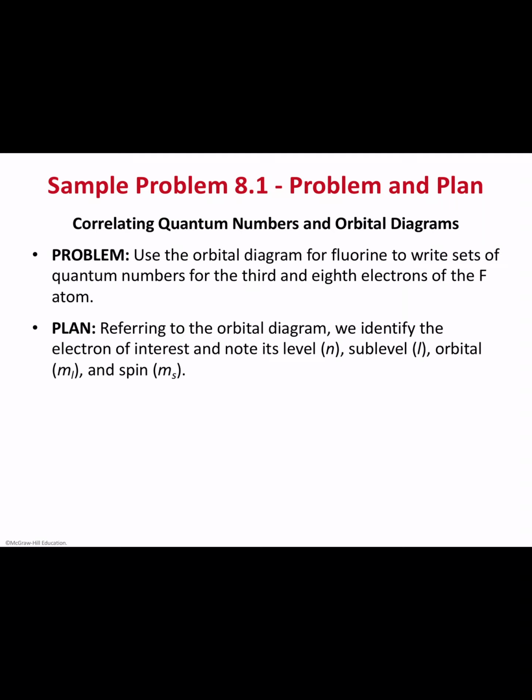Now first we need to find out what is the atomic number for fluorine. Can you look up your periodic table? I think it's 9. Remember?